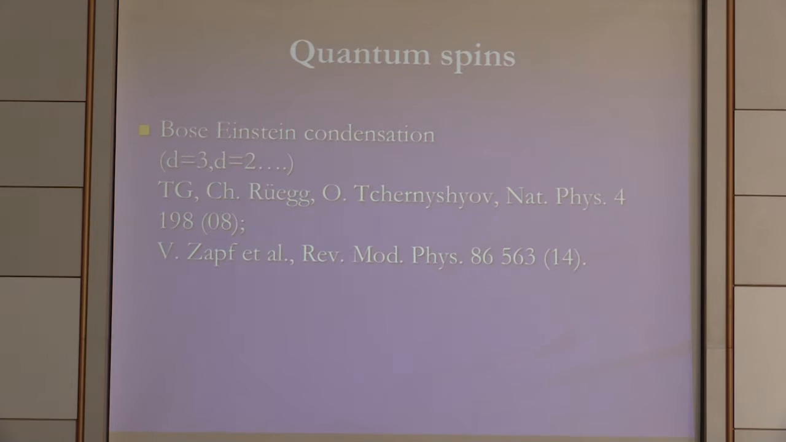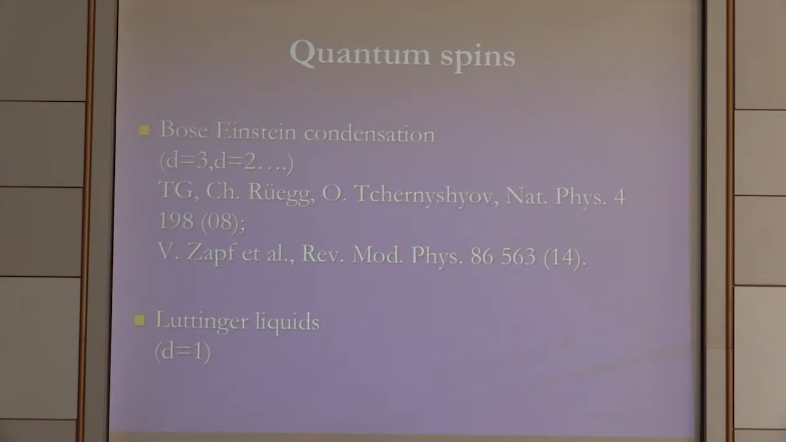I will not have time to discuss this, so I refer you to two reviews which are on the market, one that we wrote together with Christian Rüegg and Oleg Chernyshov, and a more recent one from the Los Alamos group. Christian is one of the authors, Vivien Zapf and collaborators, which was published in Reviews of Modern Physics. Again, you have spins. These spins can be mapped to bosons, so you can ask yourself, can I have the equivalent of a Bose-Einstein condensation? And the answer is, of course, yes.